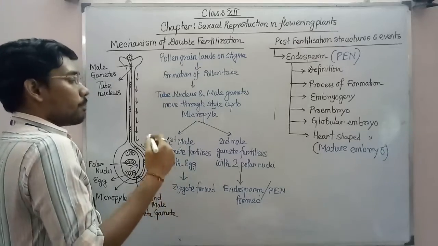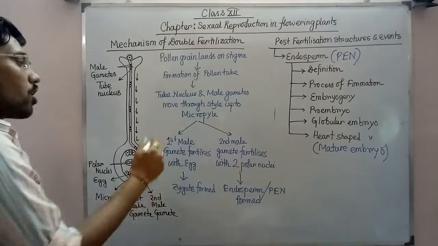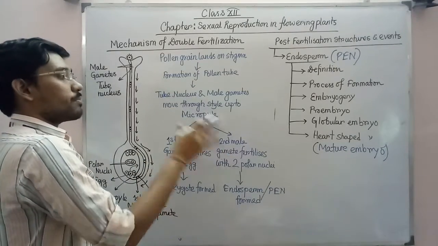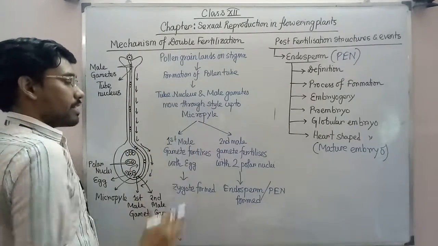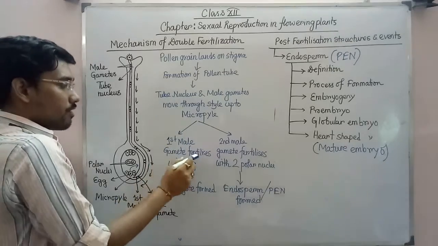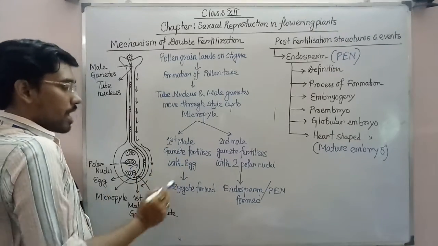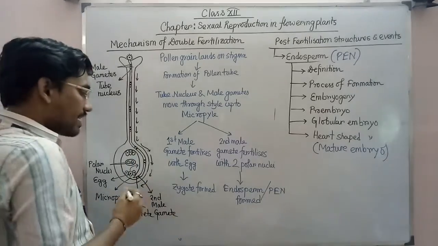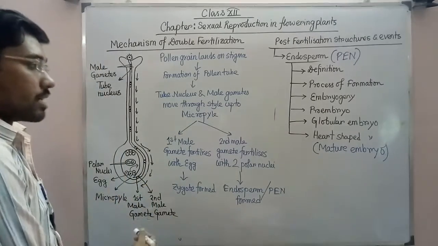Now when the male gametes are entering through the micropyle, at that time only male gametes are within the pollen tube, and no tube nucleus is present because it is totally degenerated. Now the first male gamete fertilizes the egg, as I already told, and forms the zygote. The zygote moves to the left hand side of the embryo sac and creates the passage for the entry of the second male gamete.